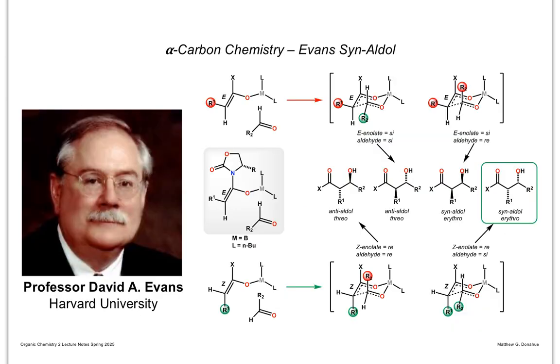So that's a portrait of David Evans, and what's shown here is the 4 possible stereoisomers and how you end up with only one. So in the gray box are the 2 main things. Here's your enolate. There's the auxiliary. So there's the stereocenter. In the Evans chemistry, based on the metal that's used, which is boron, that M, and these ligands, which are butyl groups.